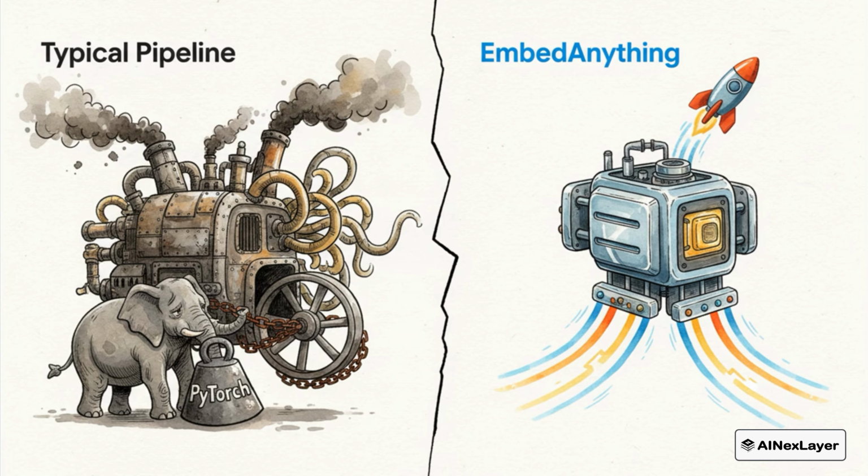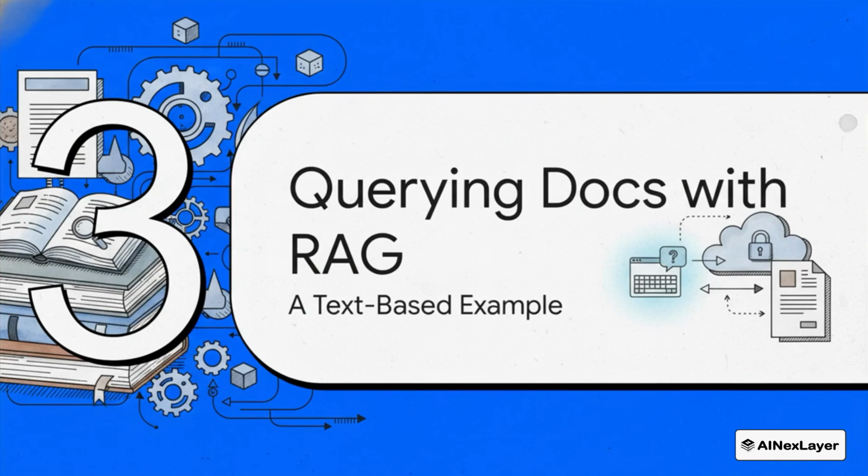And the difference in architecture is just massive. A typical AI pipeline with all its heavy dependencies eats up a ton of memory. But the Embed Anything approach, being Rust-based and PyTorch-free, means a much, much smaller memory footprint. It also runs a concurrent workflow, which means it can process documents separately from the AI model's work to keep everything moving fast.